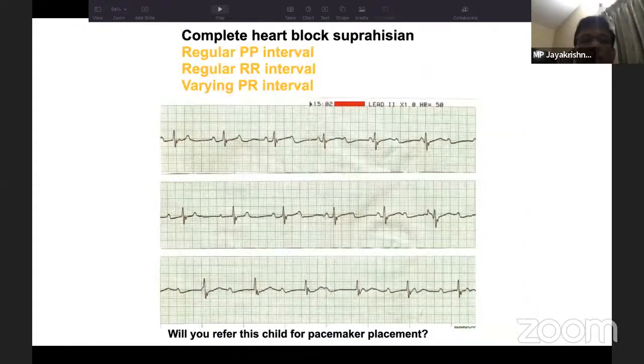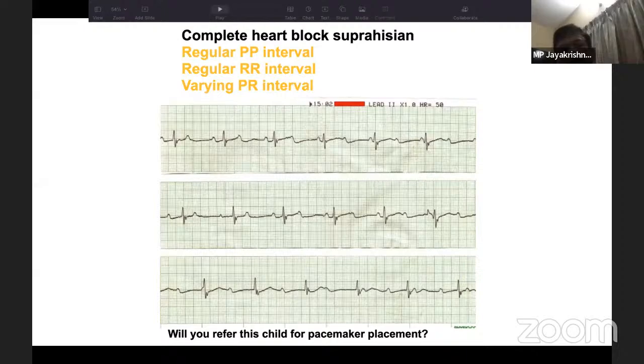It's actually a complete heart block. So when do you diagnose a complete heart block? If the PP interval is regular, if the RR interval is regular, but the PR interval is varying. So variable PR interval, always look at all those. Then you can tell this is a total asynchrony between the P waves and the QRS complex. So the PR interval is varying, but the PP and RR intervals are regular. So this is a complete heart block.